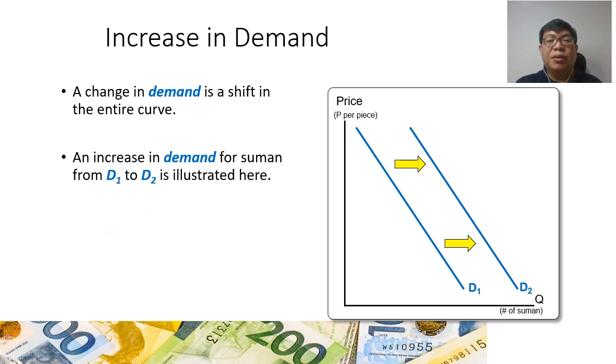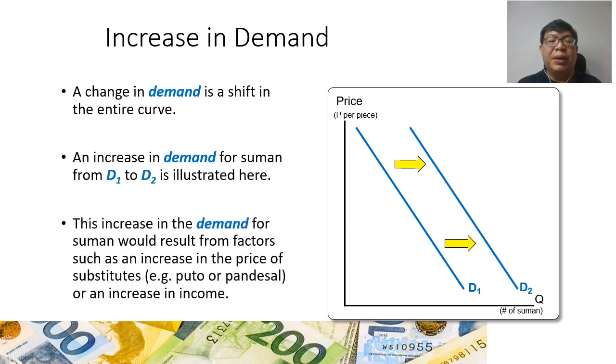Ano'ng nangyari doon? Right? So may nangyayari because other factors other than price increase the demand for suman. Now, for example, ito, ano'ng pinapakita natin dito, increase in the price of a substitute, no? Nagmahal yung puto, yung pandesal, or the income of people increase, then they will purchase more suman or they will no longer buy puto or pandesal. So that is an increase in demand.